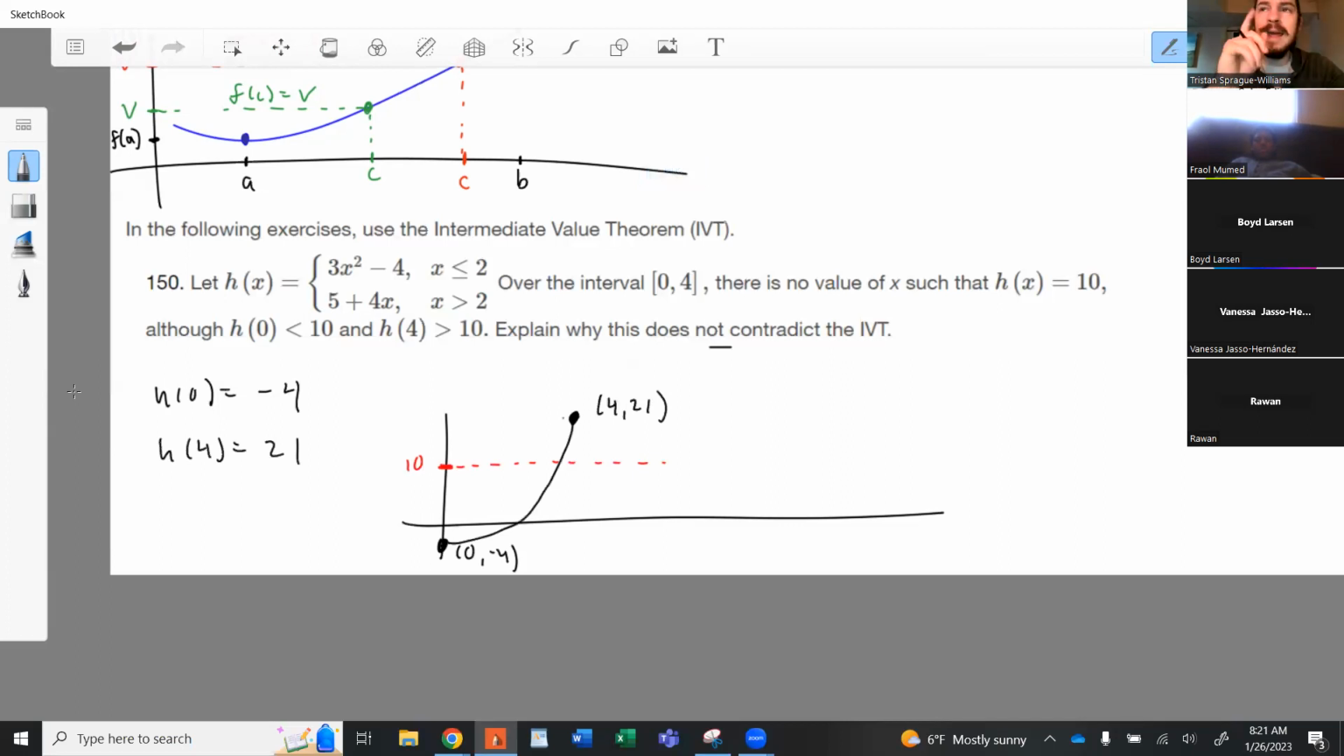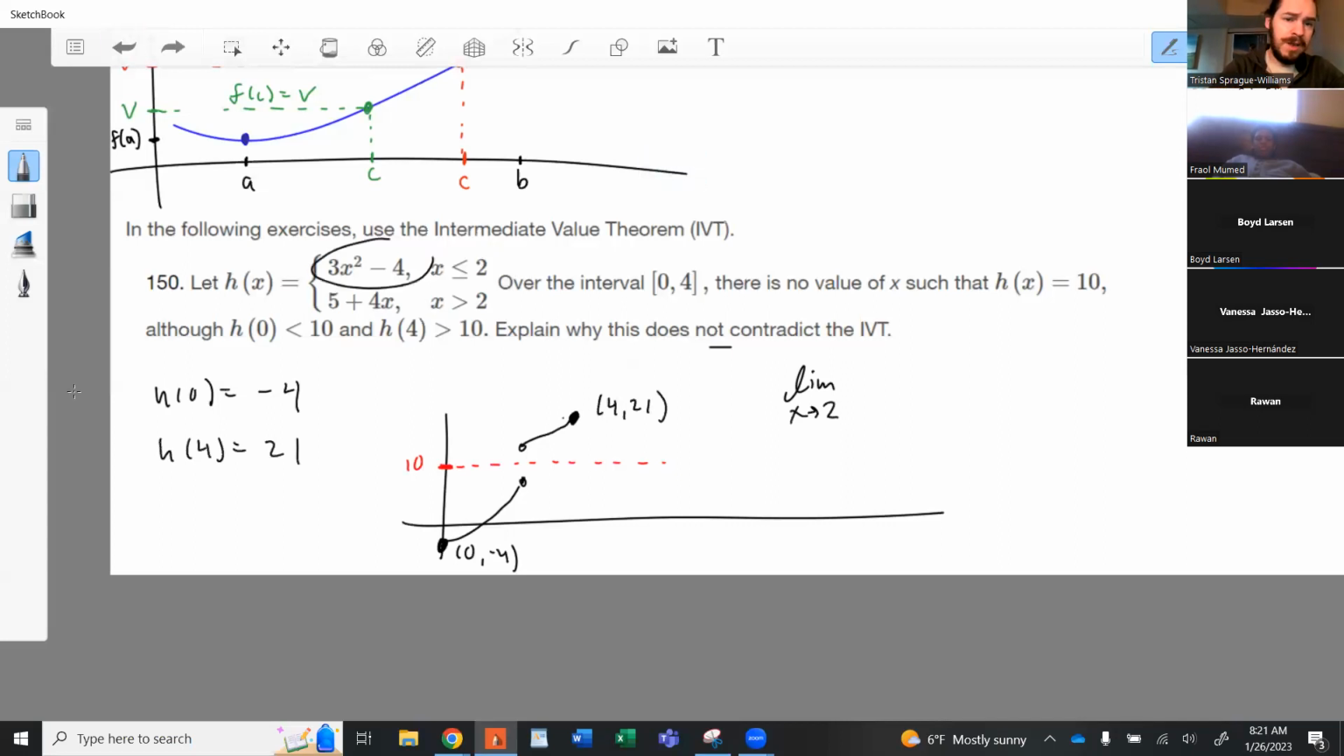But only if it's continuous. So probably what's happening here is that this function is not continuous. It has like a jump of some kind, right? So let's examine if it has a jump. You can do that by asking, what is the limit as x approaches 2? 2 is the only place where there could possibly be a jump, right?